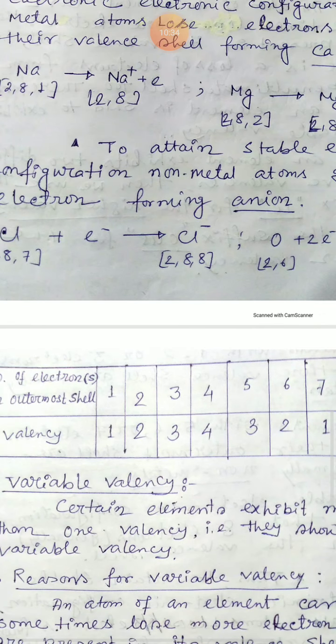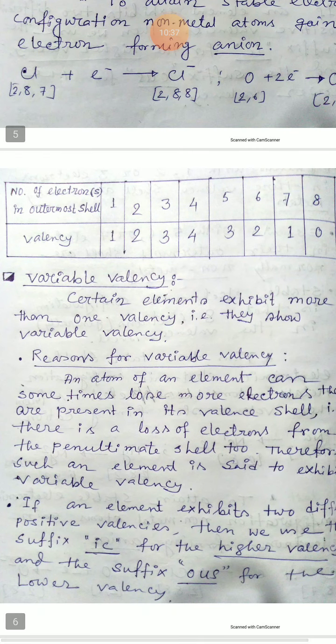Now here a box is given. See the box: number of electrons in the outermost shell and valency. If the number of electrons is 1 in the valence shell, then valency is 1, because it will release 1 electron rather than accept 7 electrons. It is easy to release 1 electron rather than to accept 7 electrons.